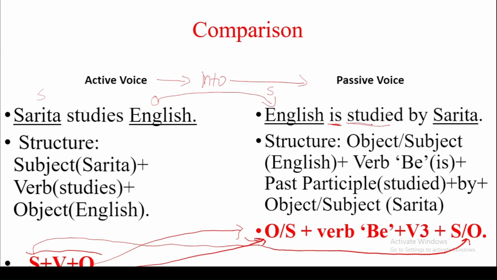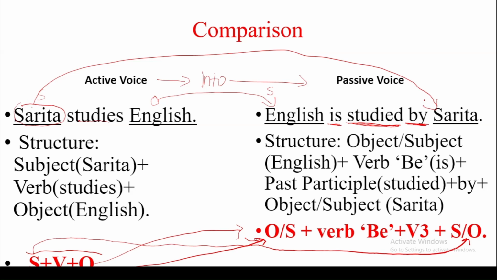Then we add V3 of the main verb. We write V3 of the main verb. Studies, its V3 is studied. Then we add an agent, by, or conjunction by. Then what we do is, we write the subject of the active sentence as the object in the passive sentence.